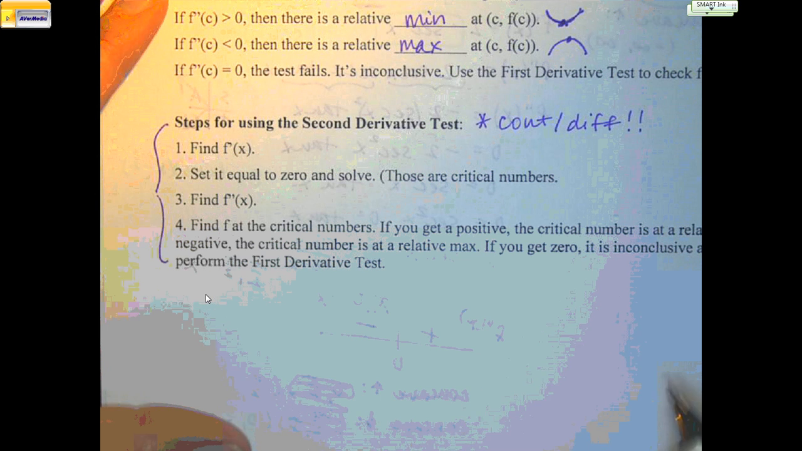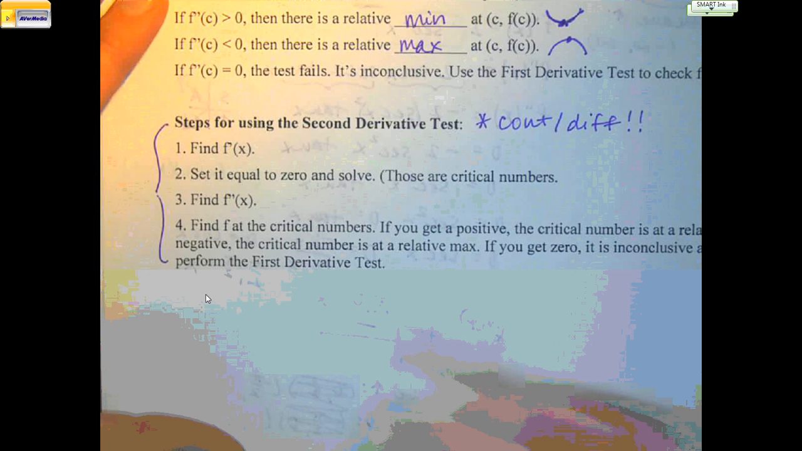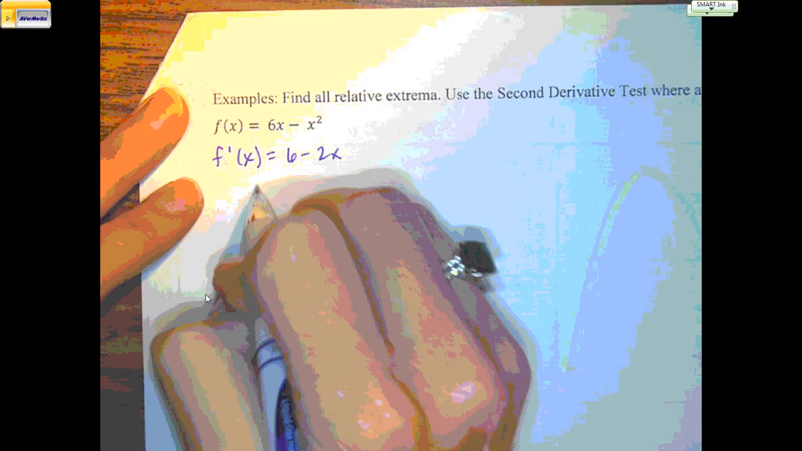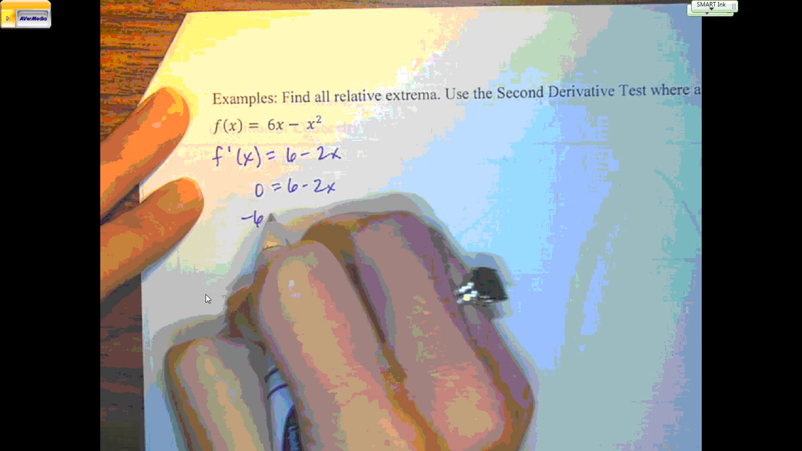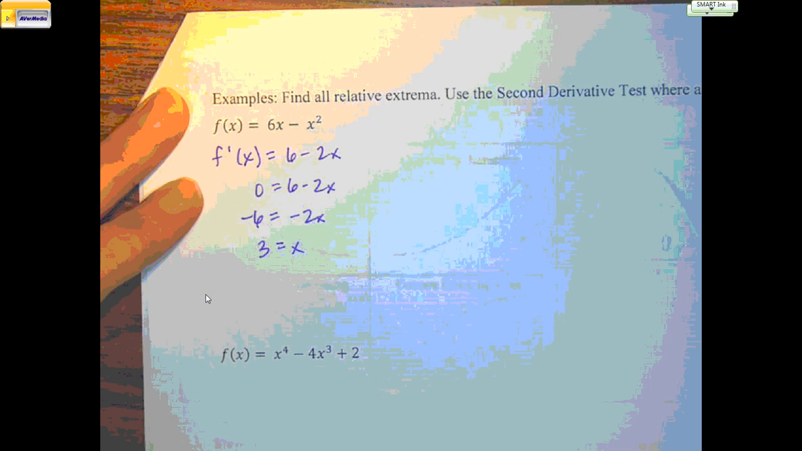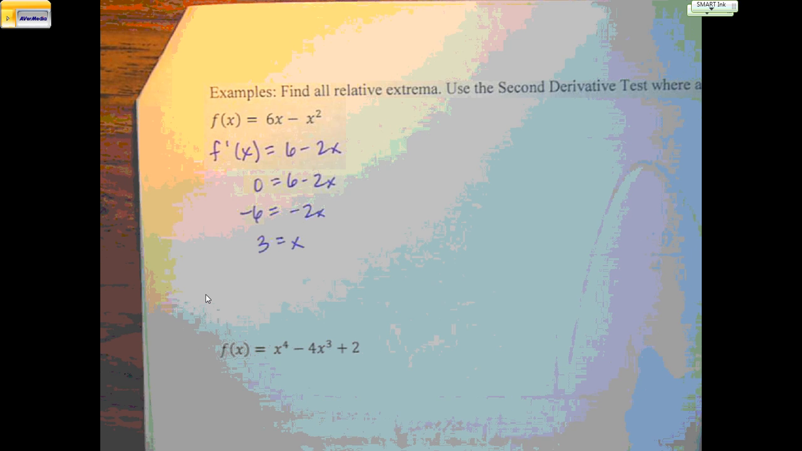All right, let's go ahead and look at this. First derivative, set it equal to 0 and solve. We've been doing that. We can do that. Let's do it. First derivative, it's 6 minus 2x. Set it equal to 0 and solve. We can do that. And now we have a critical number, 3.